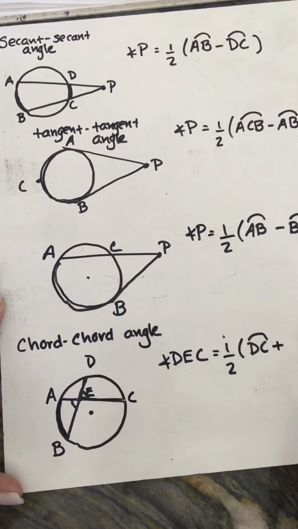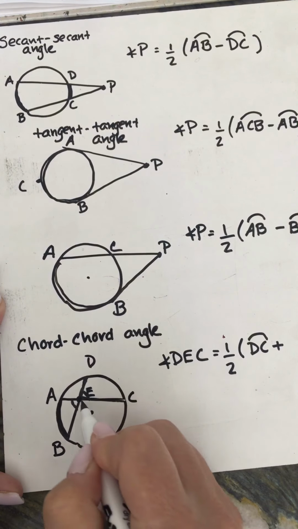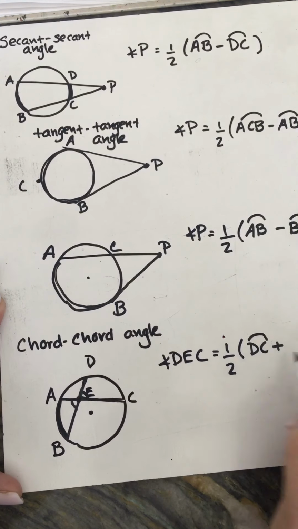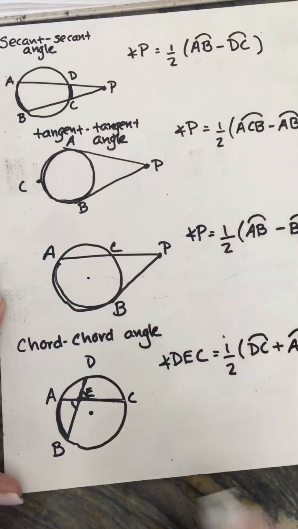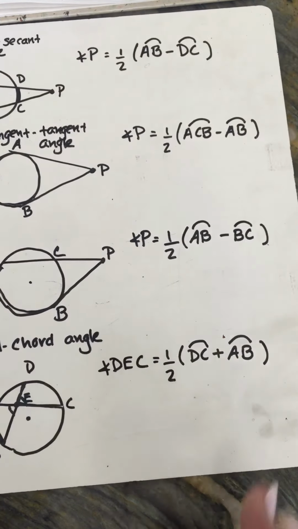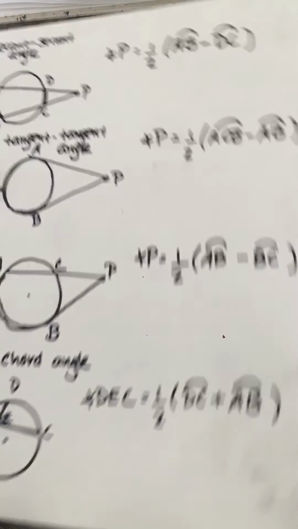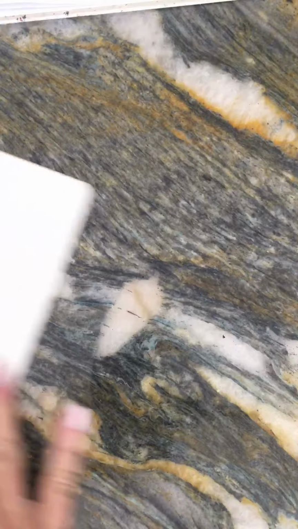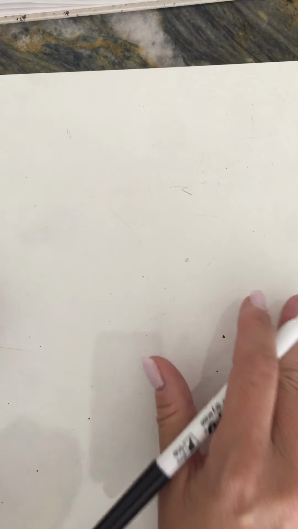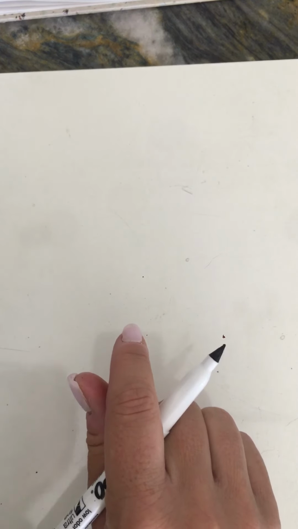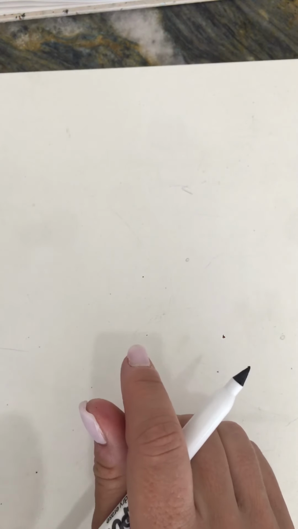So we're gonna add them. When the vertex is on the inside, you add. So plus arc AB. And that's how that works. All right, so there's actually only 3 formulas, if you will, to remember. There are several situations, but really you only have to know where the vertex is to know which formula to use. So let's take a look at a problem.